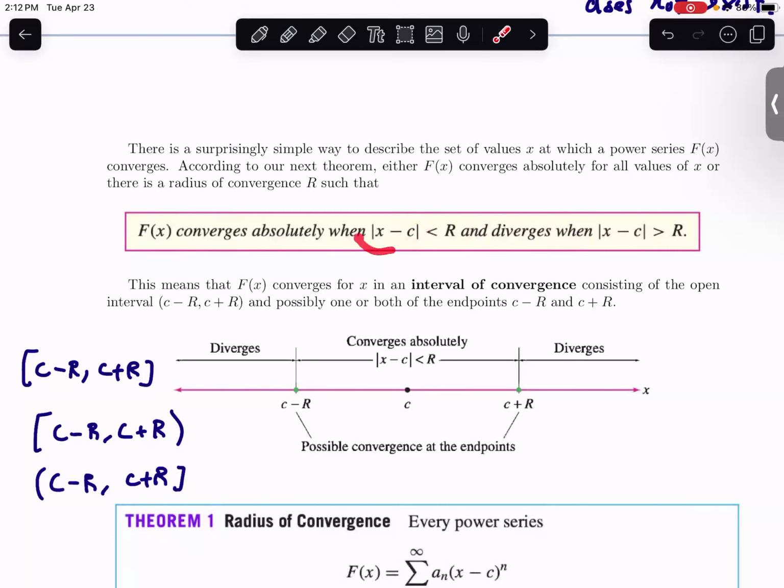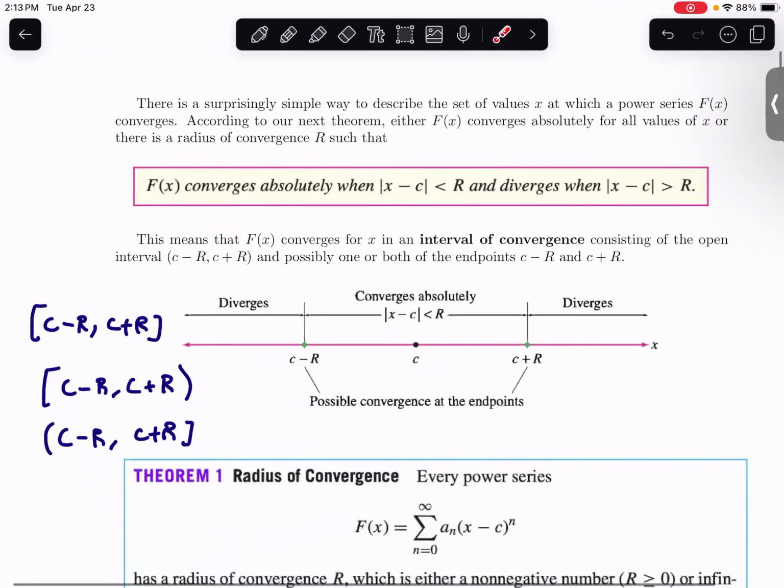So if you have the absolute value of x minus c is less than r, writing this out in interval notation, the interval of convergence is going to be c minus r. So the center minus the radius will be the left endpoint, and then the right endpoint is going to be c plus r, where the c again is the center of your series, and then r is the radius of convergence that you found using the ratio test.